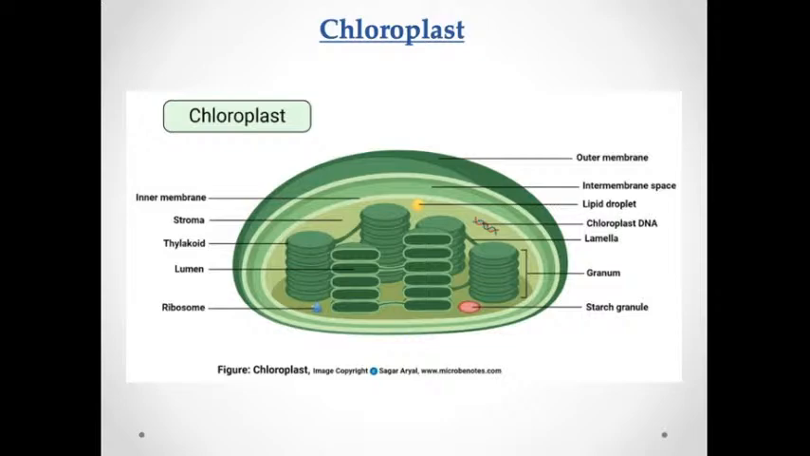Then comes our next structure, that is chloroplast. Here in the chloroplast you can see there is an outer membrane, intermembrane space, lipid droplets, chloroplast DNA. We have a lamella, then there is a granum, and starch granules, ribosomes, lumen, thylakoids, stroma, intermembrane. So this is what your chloroplast structure is made up of.